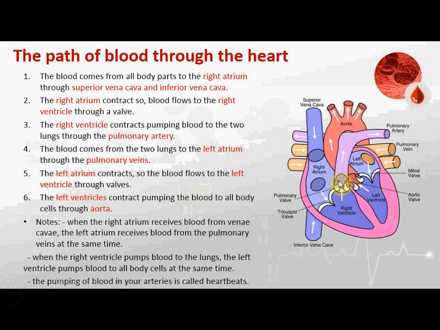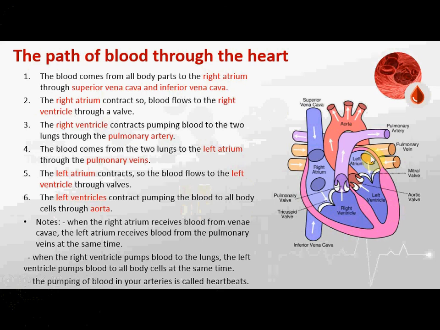Again, we have the first step: the right atrium receives blood from the superior vena cava and inferior vena cava, then contracts to pass blood to the right ventricle. And the right ventricle contracts to pump blood to the pulmonary artery to reach the two lungs, to get rid of carbon dioxide gas. Okay?